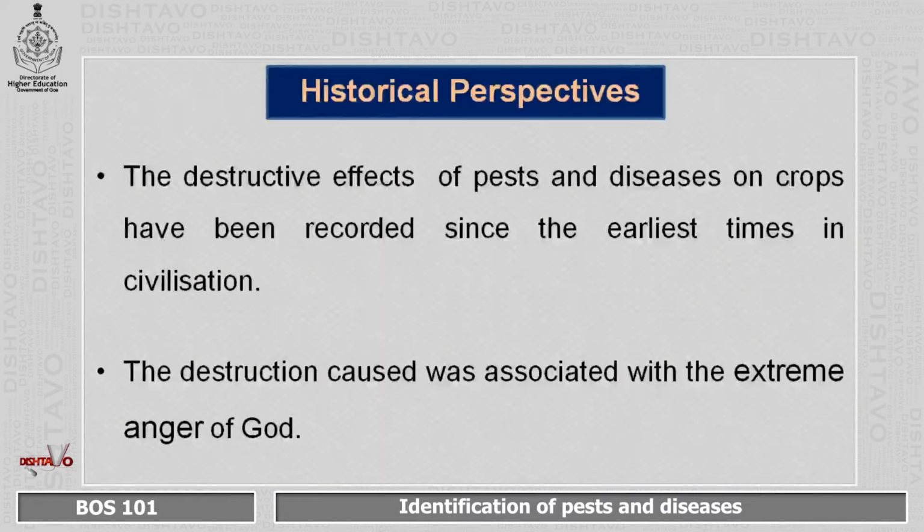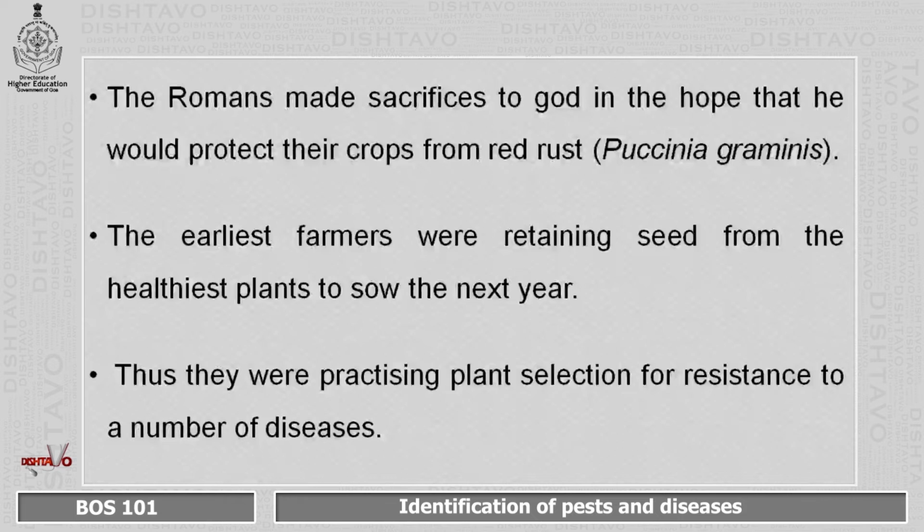Historical perspectives. The destructive effects of pests and diseases on crops have been recorded since the earliest times in civilization. The destruction caused was associated with the extreme anger of God. The Romans made sacrifices to God in the hope that he would protect their crops from red rust that is caused by Puccinia graminis. The earliest farmers were retaining seeds from the healthiest plants to sow the next year. Thus, they were practicing plant selection for resistance to a number of diseases.